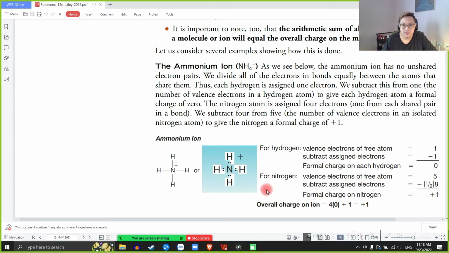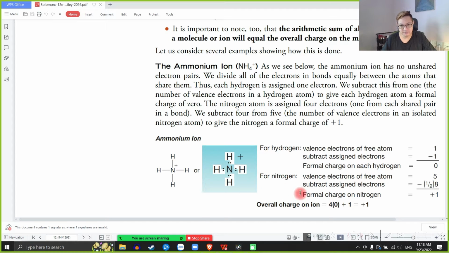So what do we have here? For hydrogen, the valence electron of a free atom is 1 because it's group 1, right? Subtract the assigned electron, which is the one that is shared. So this is 2, but half of that is only 1. And there's no lone pair for hydrogen at all, so 0. So the formal charge on each hydrogen is 1 minus 1 equals 0. So 0, 0, 0, 0 for each of the hydrogens.